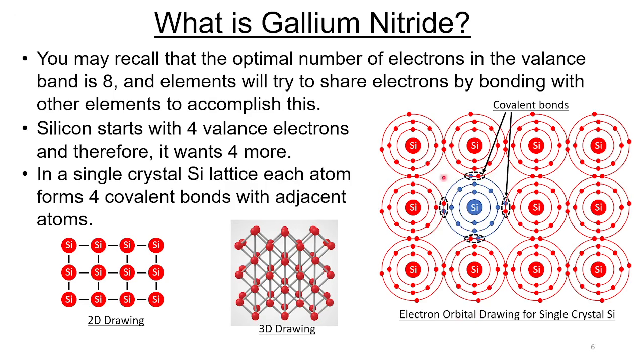If we have this blue silicon atom in the middle here, you can see it's bonding with 4 adjacent silicon atoms and sharing electrons so that its valence band now has 8 electrons in it. These shared electron bonds are called covalent bonds. In the 2-dimensional drawing, every silicon atom is bonded to 4 of its neighbor atoms in a single crystal silicon lattice. This is the 2-dimensional drawing. In reality, it's 3-dimensional as shown here.